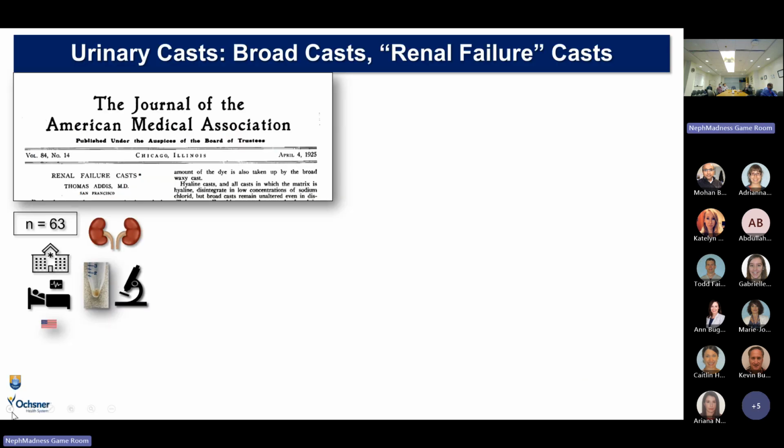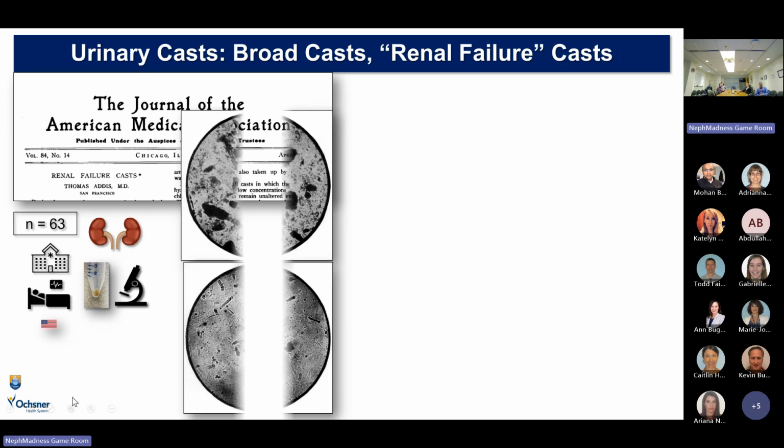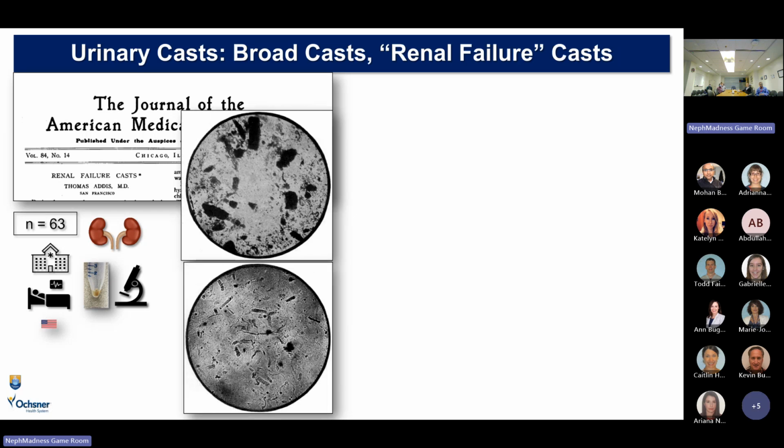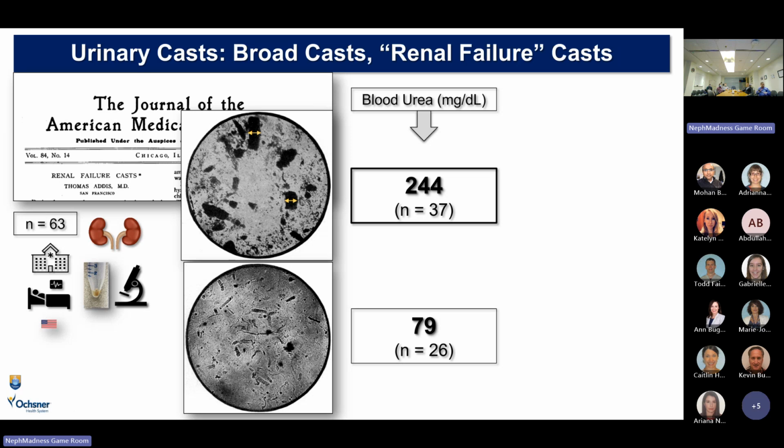Okay, starting with this seminal paper. I love old manuscripts. This is 1925. Thomas Addis reported this paper titled Renal Failure Casts. It's a report of 63 patients that had been evaluated for kidney failure in a hospital. And by conducting urine microscopy at that time, he noticed the presence of these broad, wide casts. They were different than other, thinner casts.